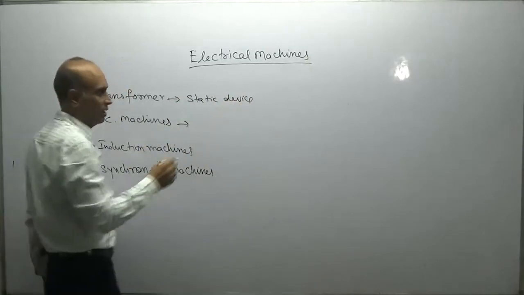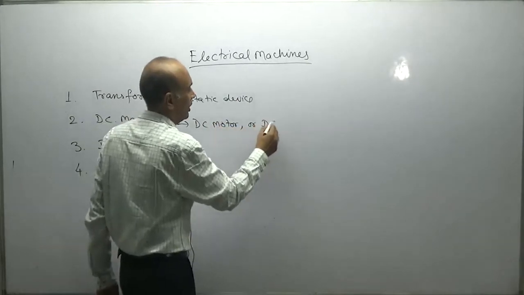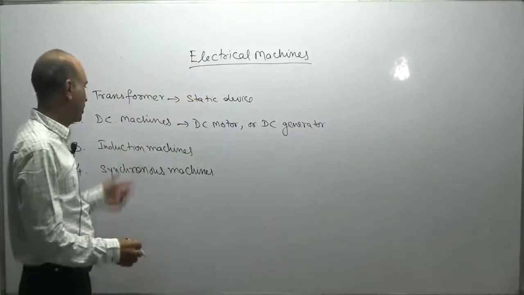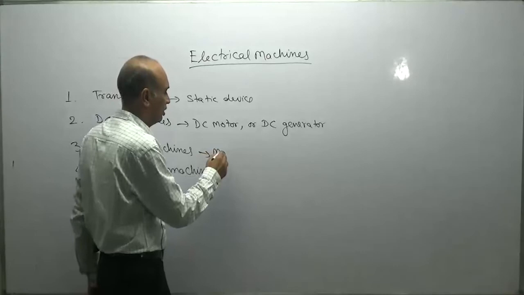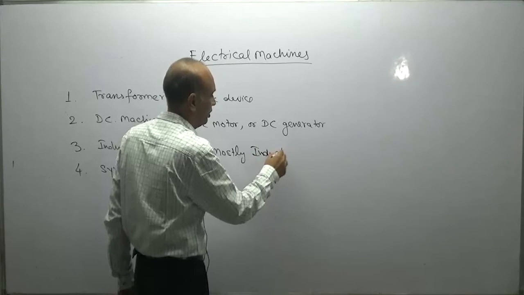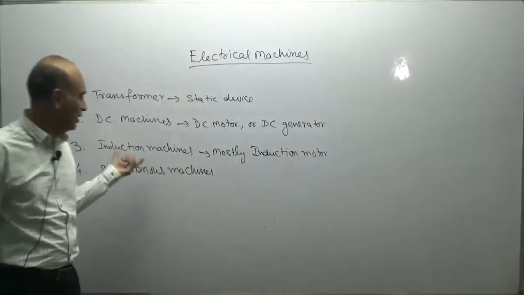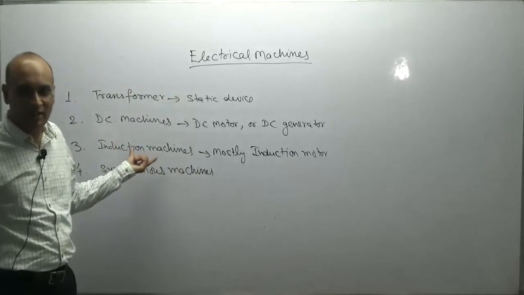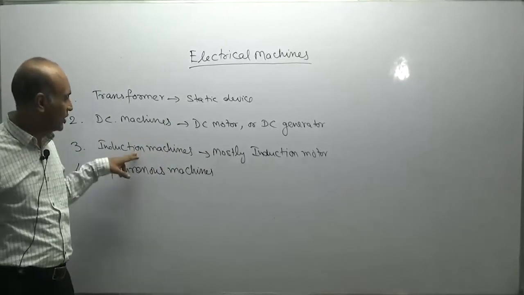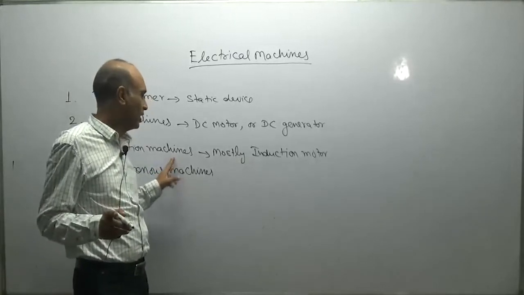In DC machine, there may be DC motor or DC generator. Induction machines are mostly termed as induction motor. They are generally used as induction motor. And induction generator is used only in wind power plants. Okay? Induction generators are used only in wind power plants.